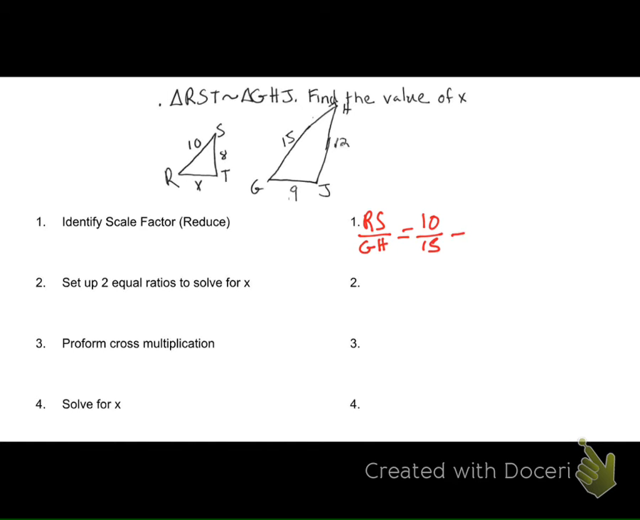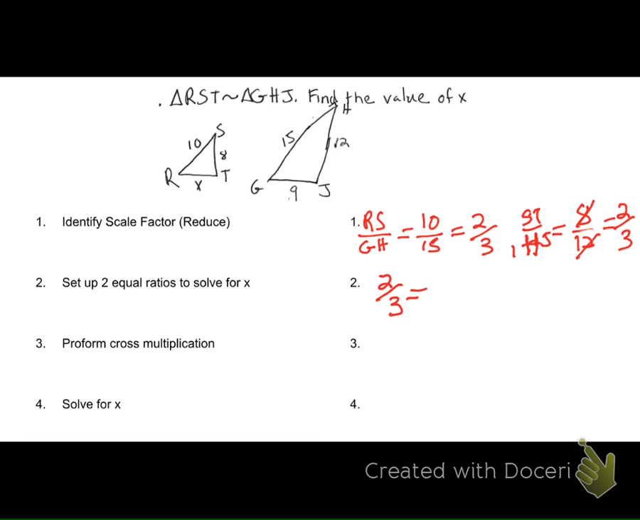So we can reduce that. 5 goes into both of them. How many times does 5 go into 10? 2 times. 15? 3. Okay, our next one, we're just going to double check one more time. And we see that we also have ST and we have HJ. ST is 8 and HJ is 12. What goes into both of those? 4. So we can reduce that. 4 goes into 8 how many times? Into 12? Okay. So now we have 2/3 as the ratio we're going to be using.